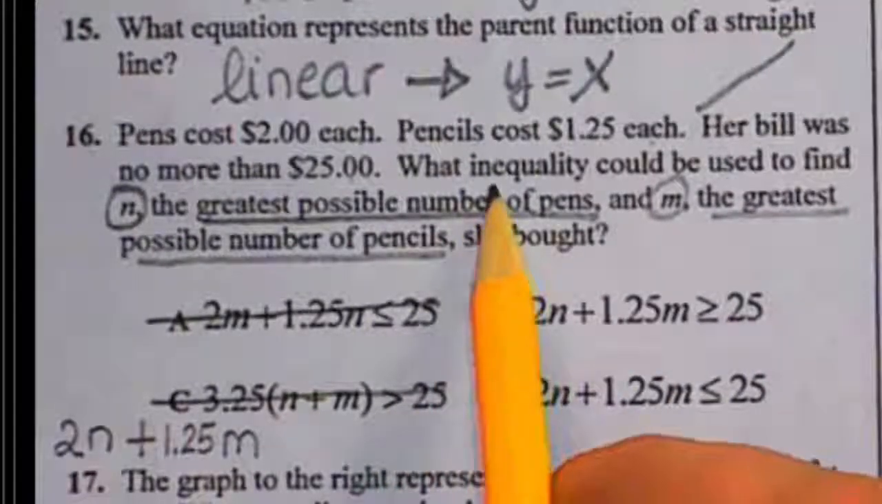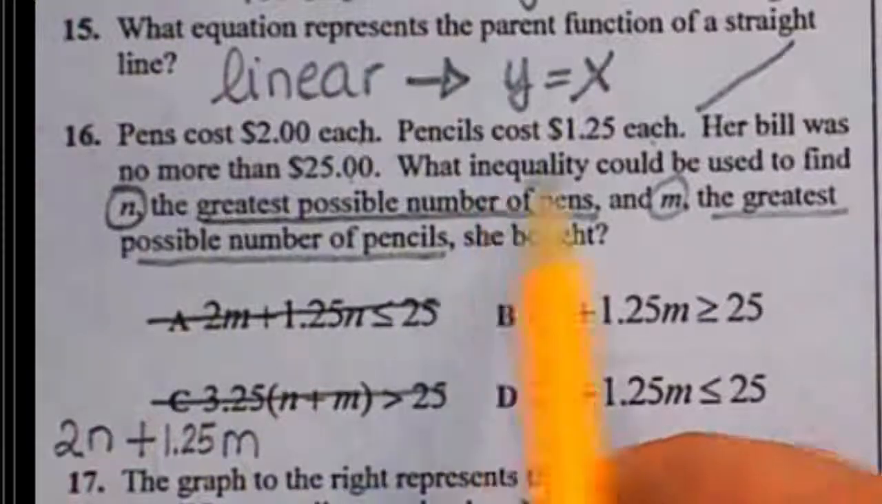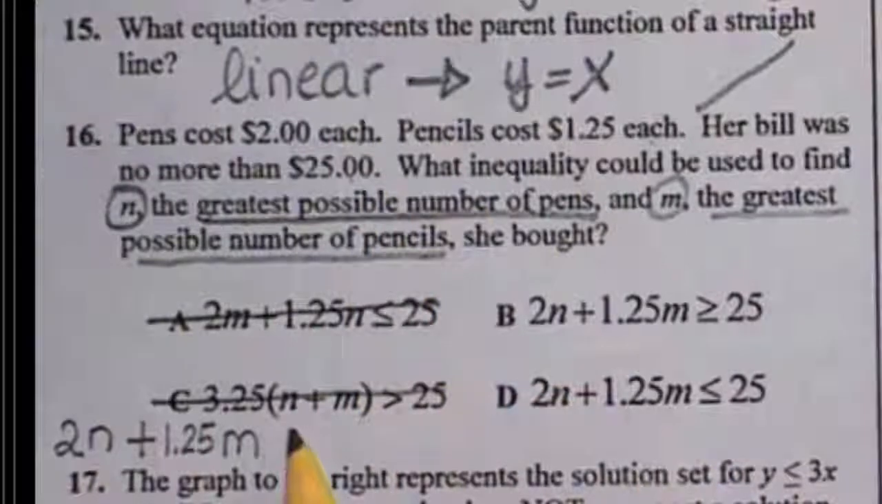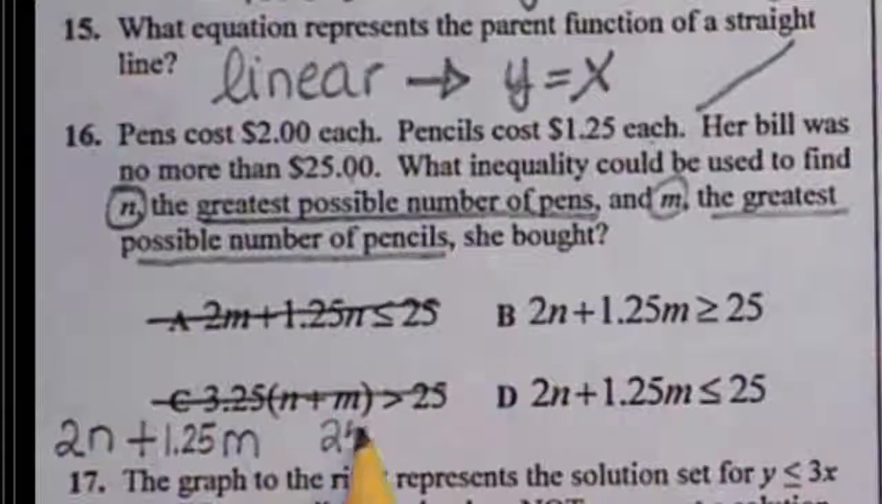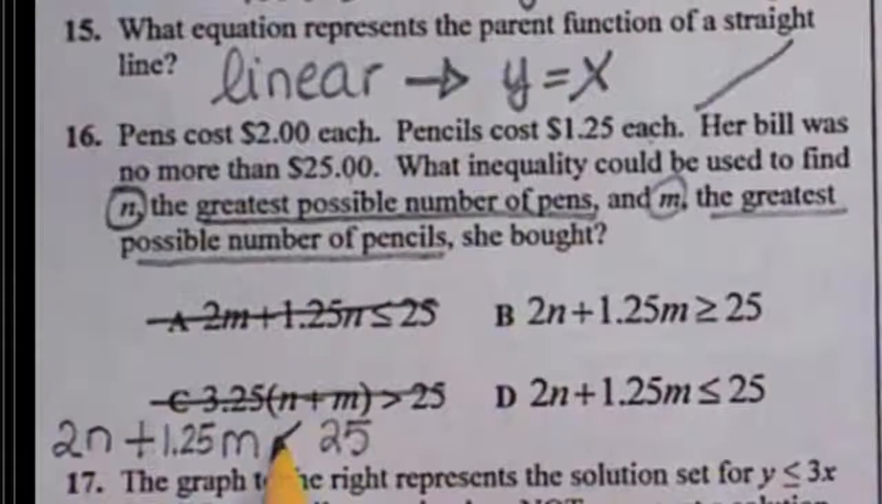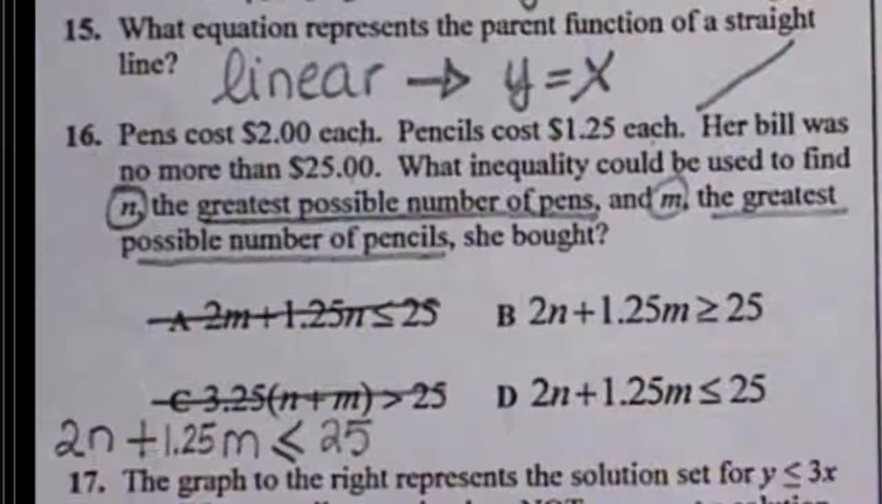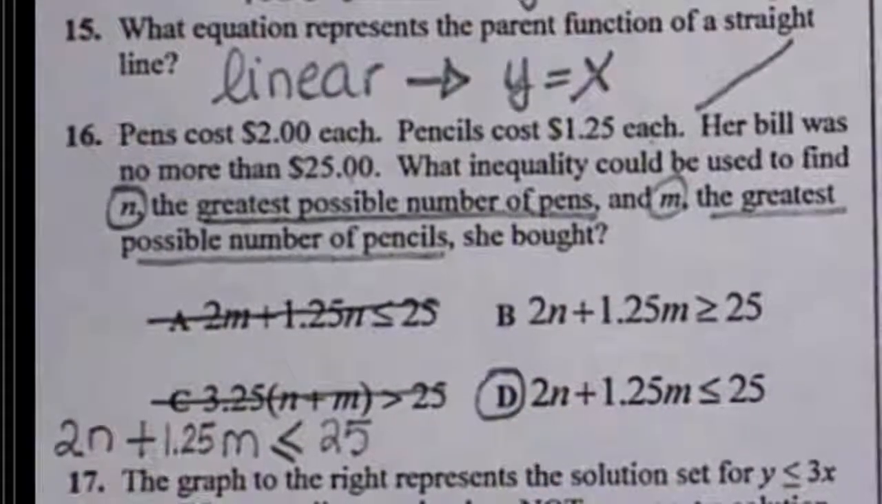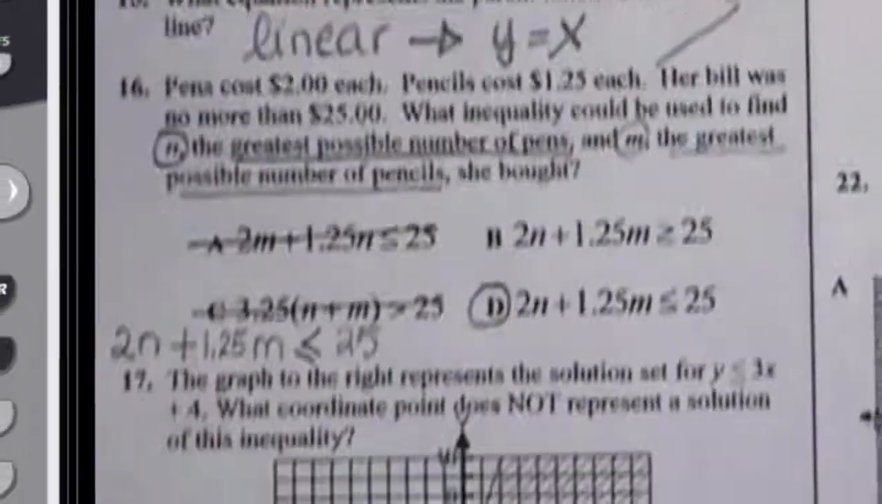The problem says that her bill was no more than $25. So that means this here cannot be higher than 25. So in other words, this number here on this side must be less than 25 or equal to 25. So therefore, my right answer is letter D. Alright, let's go on to the next problem.